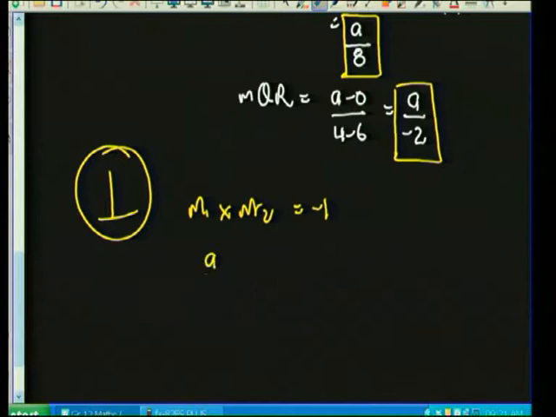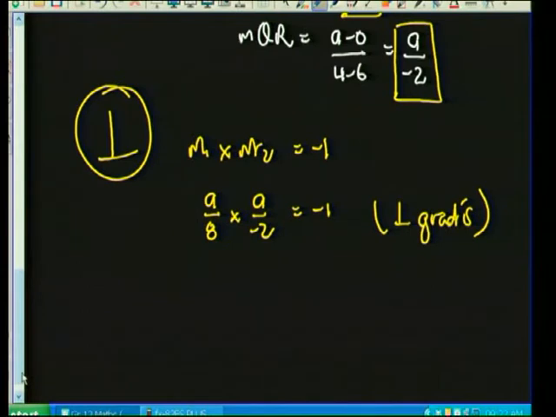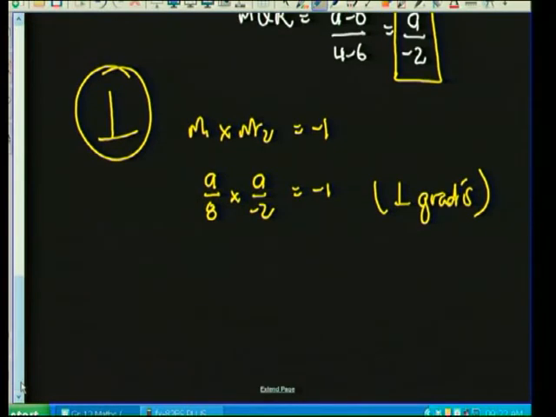So I know that a over 8 multiplied by a over negative 2 is equal to negative 1, because we have perpendicular gradients. Now, there are many other ways in which you could have used this concept to solve for a, but I think I'm going with the more traditional approach. So what I'm now going to do is go and solve for a.